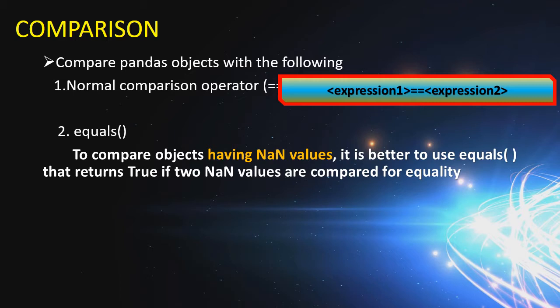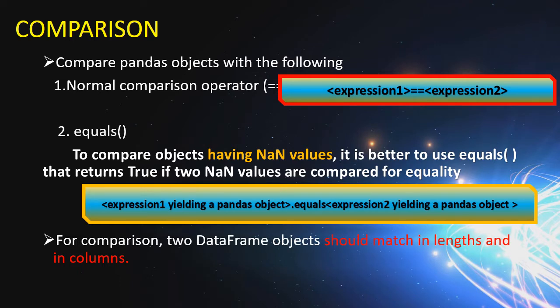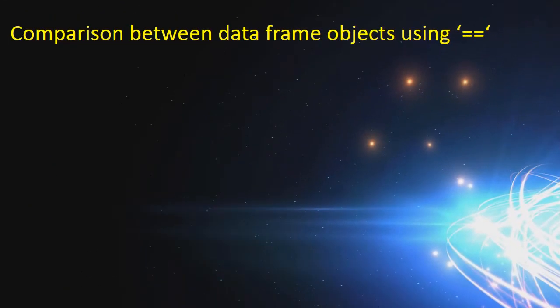If, when comparing the data frame objects, they contain any not a number, then equals will return true values. For example, expression 1 dot equals of expression 2. While we are comparing two data frame objects, both data frames must contain the same size of rows and columns.